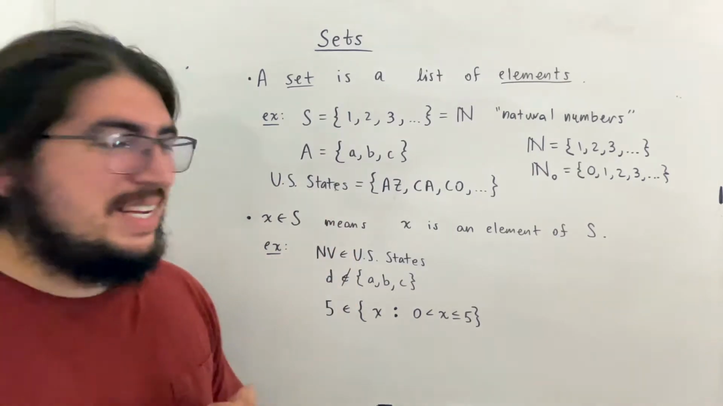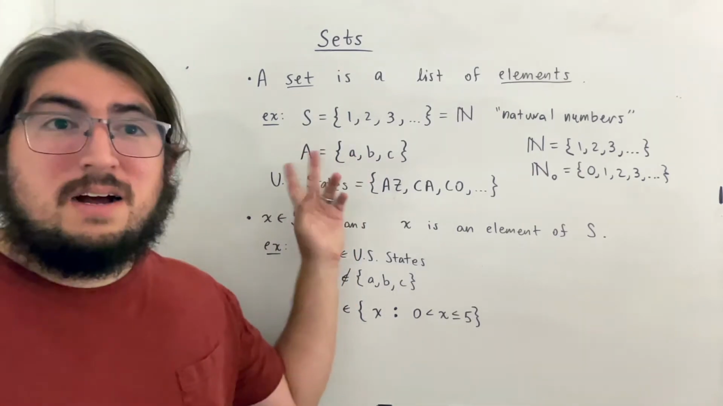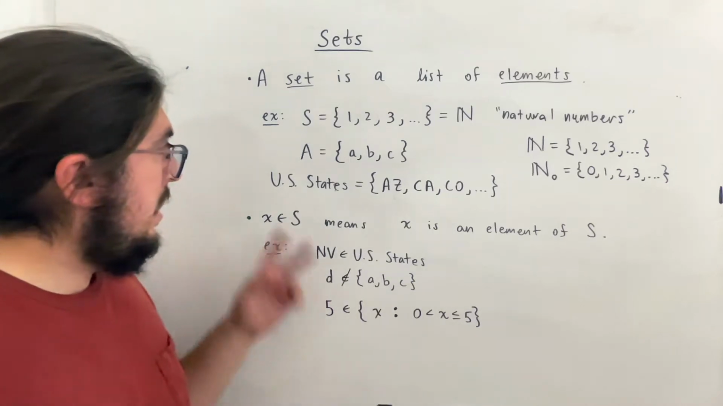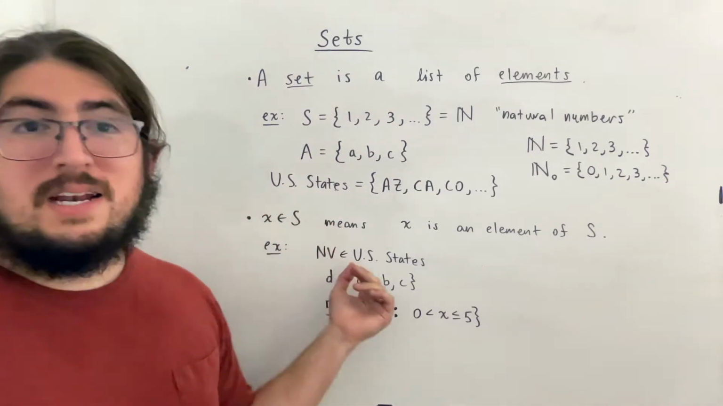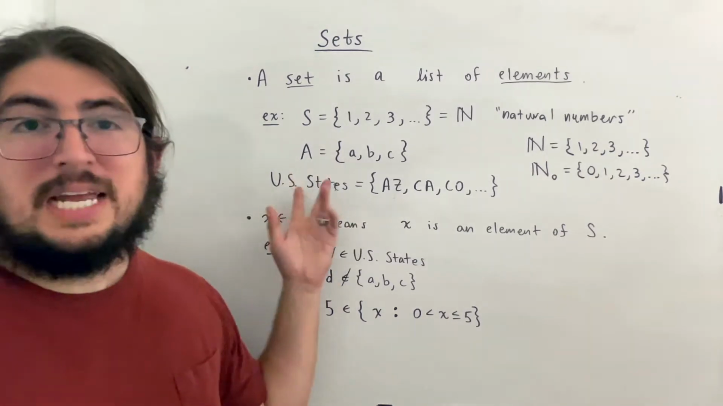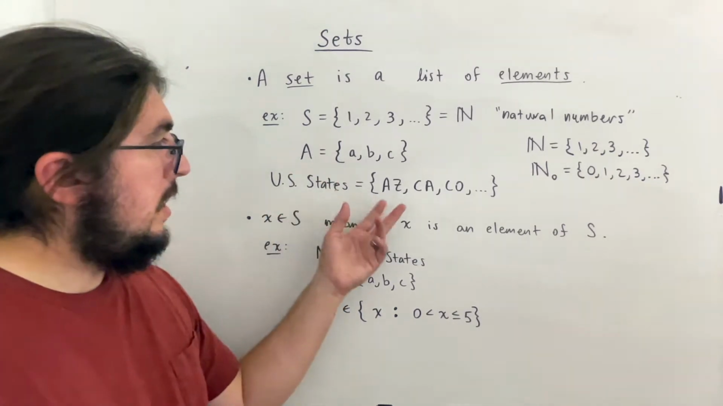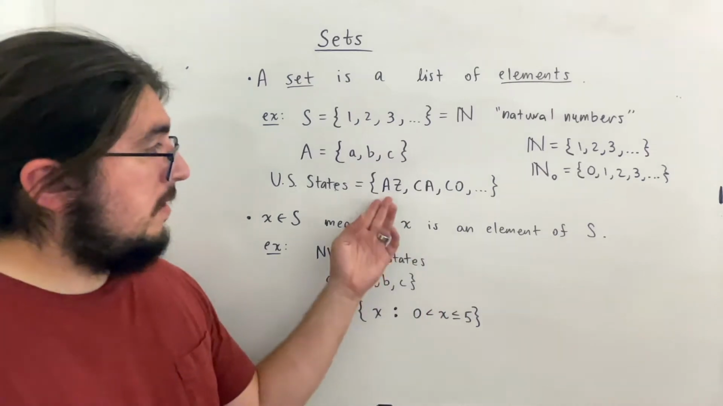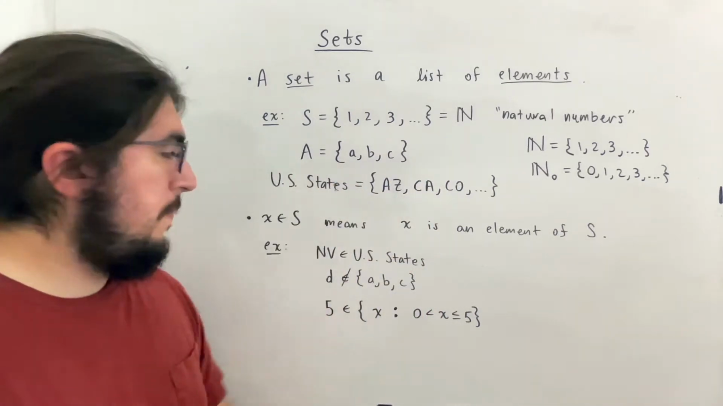Okay, moving on. Capital A is the set of A, B, and C. And the United States is the set of U.S. states. What I meant to say here is a set of all of these 50 states, so Arizona, California, Colorado, and so on.